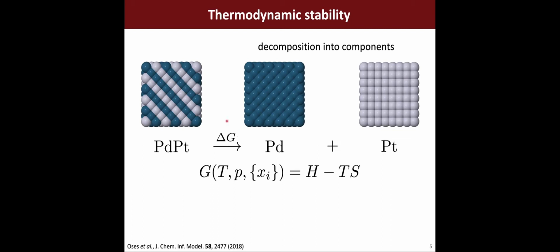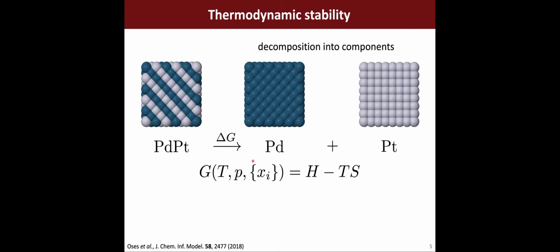We want to understand, are the energetics of this reaction favorable for the decomposition? So this G here, this is our thermodynamic potential of interest. This G is the Gibbs energy. It depends on the temperature, pressure, and the stoichiometry, the compositions of the mixture.